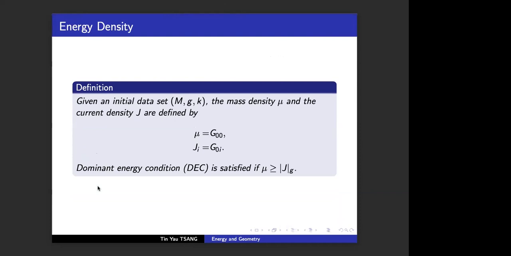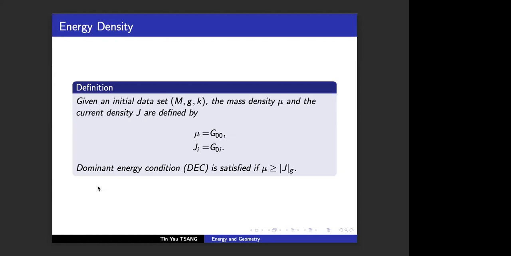So after we know what (M, g, K) is, then we can define the mass density mu and current density J. They are defined as follows. Mu is exactly G(e0, e0), where G is the Einstein tensor, and J is G(e0, ei). Of course, e0 here means the time-like unit normal. And the dominant energy condition is satisfied if mu is greater than or equal to the norm of J.